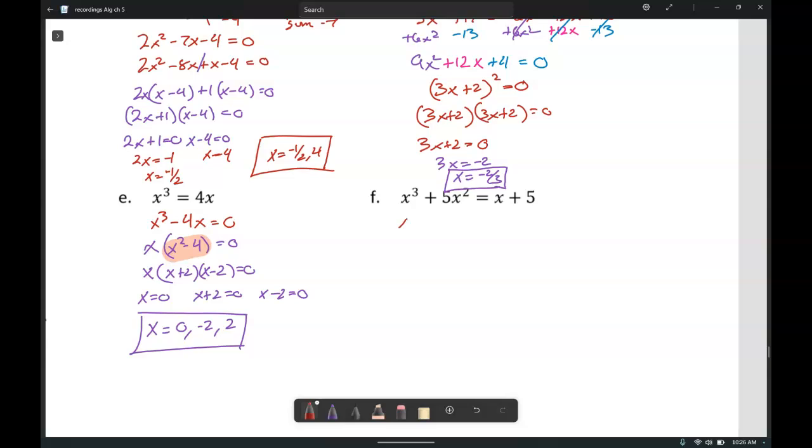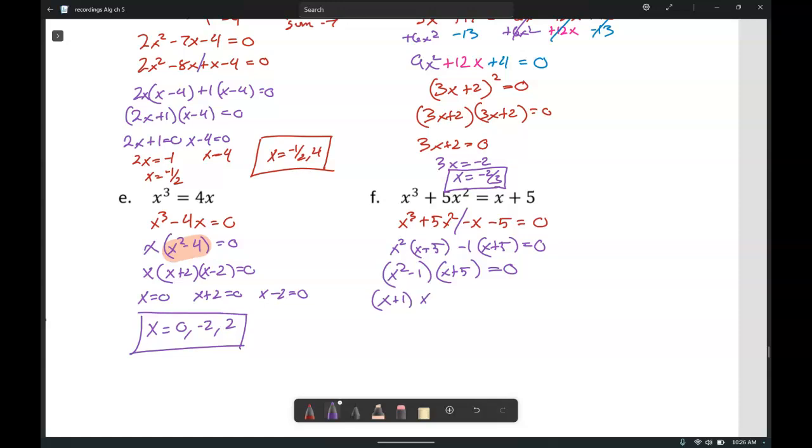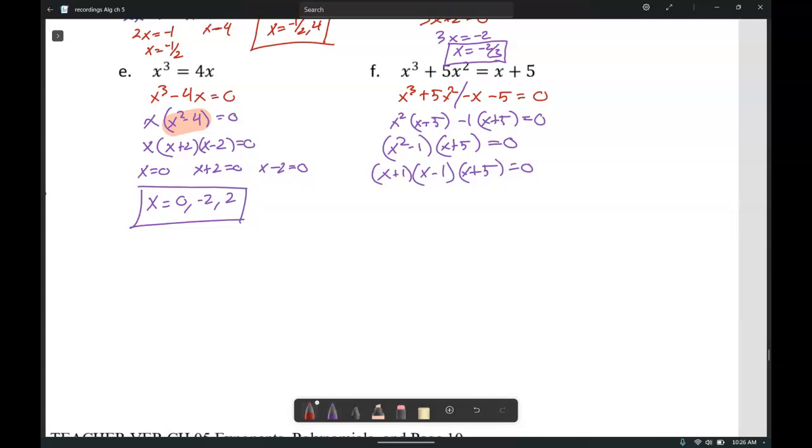Last but not least, we're going to go ahead and write it in standard form. And then since we have 4 terms, we'll factor by grouping. x squared minus 1 and x plus 5. x squared minus 1 is a difference of squares, so it can be factored further. Now that it is completely factored, we can set them equal to 0. And we solve. And we get 3 solutions: negative 1, 1, and negative 5.